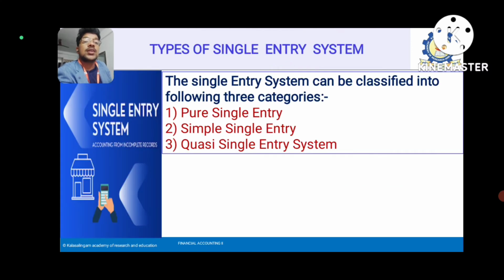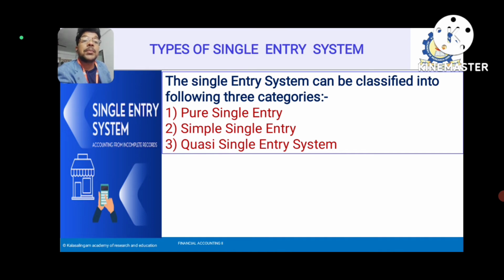The next one is the types of the single entry system. There are generally three types: pure single entry, simple single entry, and quasi single entry. Under pure single entry, the dual aspect of each transaction is ignored. Only personal accounts of debtors and creditors are kept, but no record is kept for real or nominal accounts.